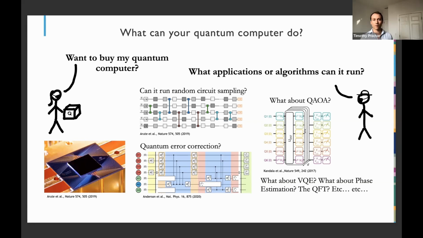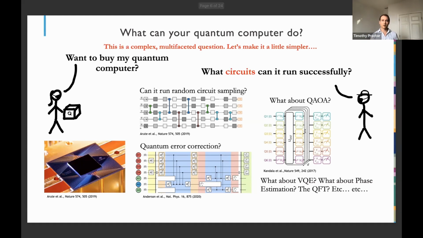You might want to run, say, random circuit sampling and get a nice snazzy Nature paper. You might want to demonstrate quantum error correction, see how well your error corrected code works. You might be interested in trying out some new NISQ algorithm you developed. All of these things have different characteristics, and it's not obvious that a device that can implement one well can implement another well, and so on.